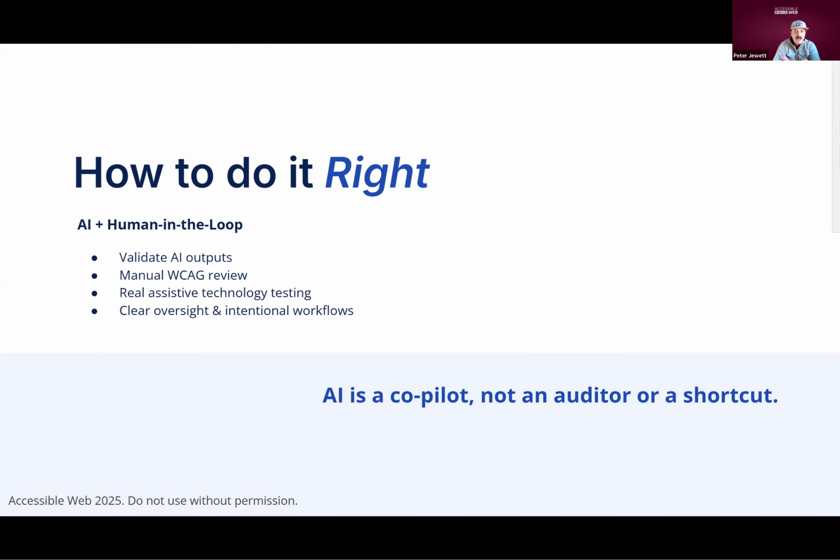So we still need manual WCAG interpretation. We still need assistive technology testing. We still need humans validating the AI outputs. So we're thinking of this as we approach an accessible web: AI can augment your accessibility expertise, but it's not going to replace it.